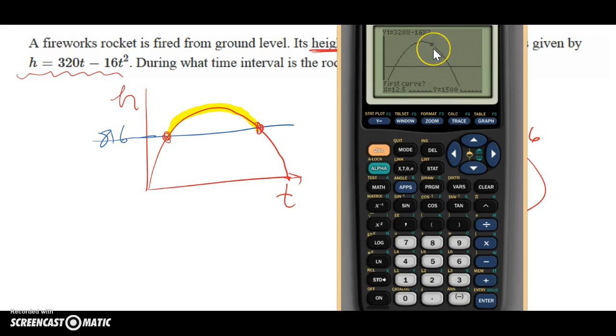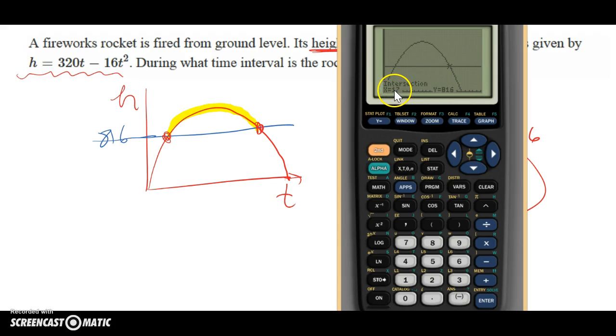Now it says, is this the first curve you're interested in? Say yes, so I'm going to push enter. Then it jumps to the second curve, or in this case line. It says, is this the second one? I'm going to say yes and push enter. Now it says, do you want me to guess where they intersect? I'm going to say yes. And it gives me that ordered pair.